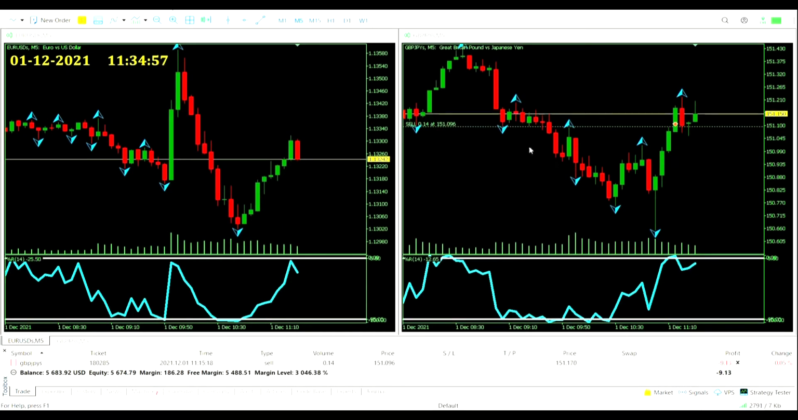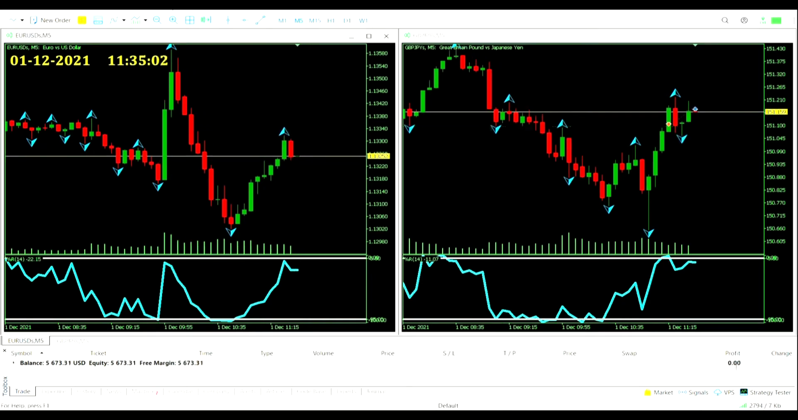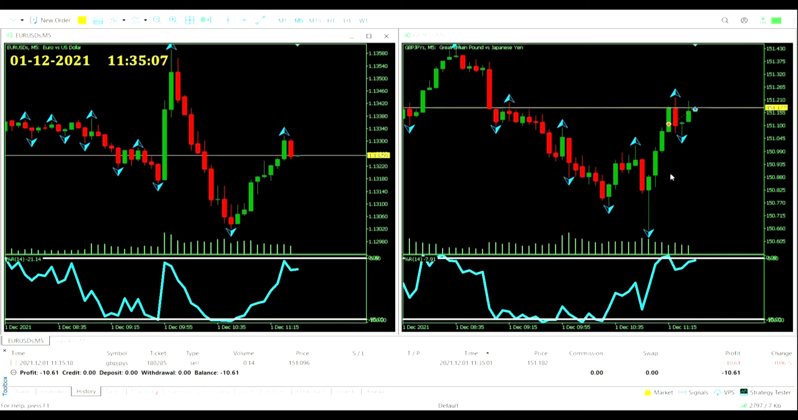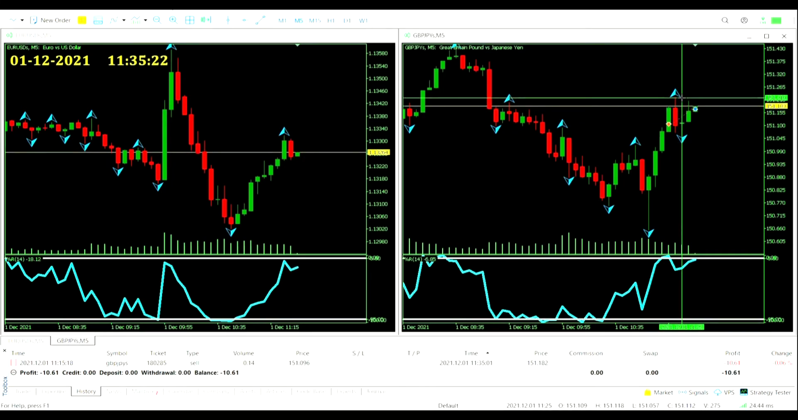About to close down this trade on the pound Japanese yen. Going to be for a small loss by the look of it. Yeah, let's shut that down. That's $10.61 lost. Because it made this high right up here in price. This is what you can find with the fractals sometimes.